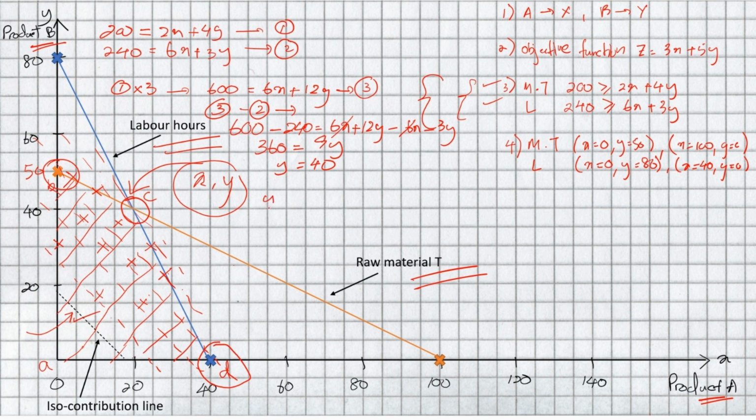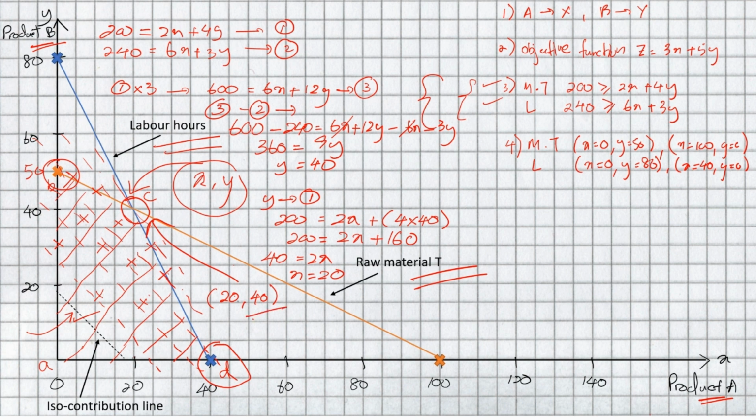Now let's assign the y value to the first equation. 200 is equal to 2 times x plus 4 times 40, because y is 40. 200 is equal to 2 times x plus 160. 200 minus 160 is equal to 40, which is equal to 2x. x is equal to 20. So these are the x and y values for the optimal feasible point, which is this point. So when x is 20, y is 40.